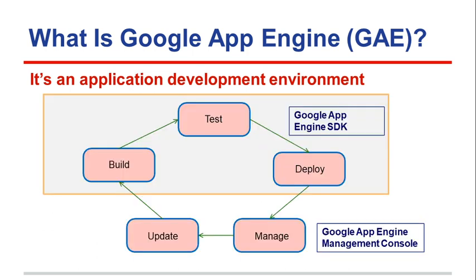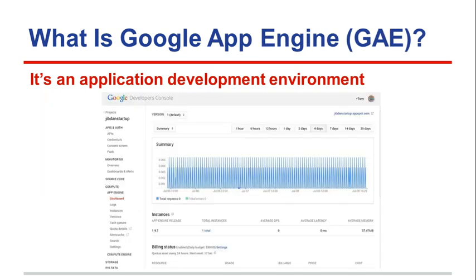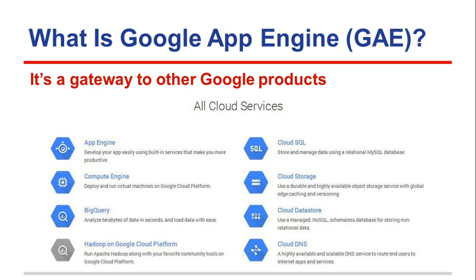The Google App Engine development cycle is as follows: first we build and test, and then we deploy using the Google App Engine SDK. Later, if there are any changes, we need to manage and update, and then finally build again. The update and management is done in the Google App Engine management console. So here it is an application development environment, and it is also a gateway to other Google products.